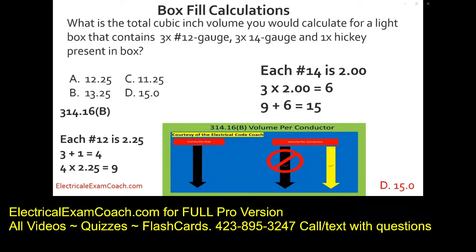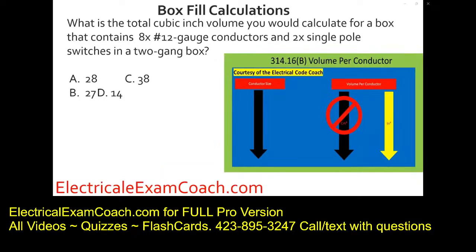I hope it's been very easy for you to understand up to this point, but for you to truly master it, you've got to get after it. What is the total cubic inch volume you would calculate for a box that contains 8 number 12 gauge conductors and 2 single pole switches in a 2-gang box?